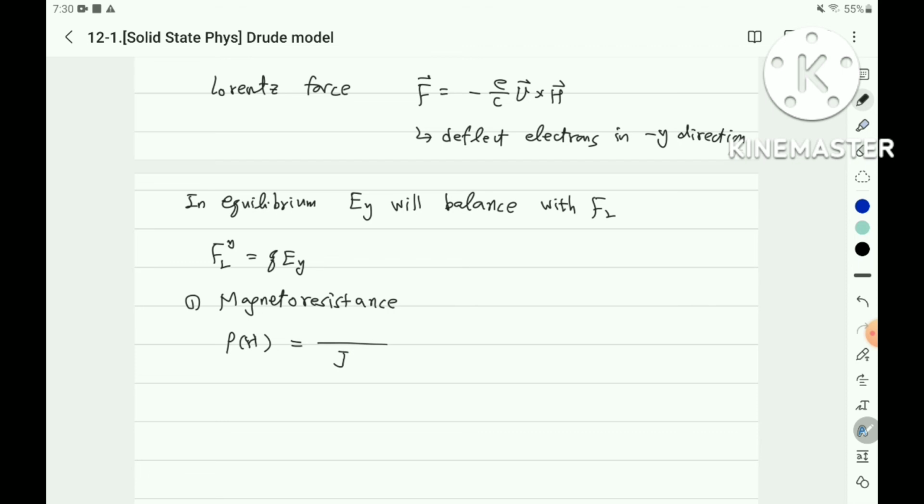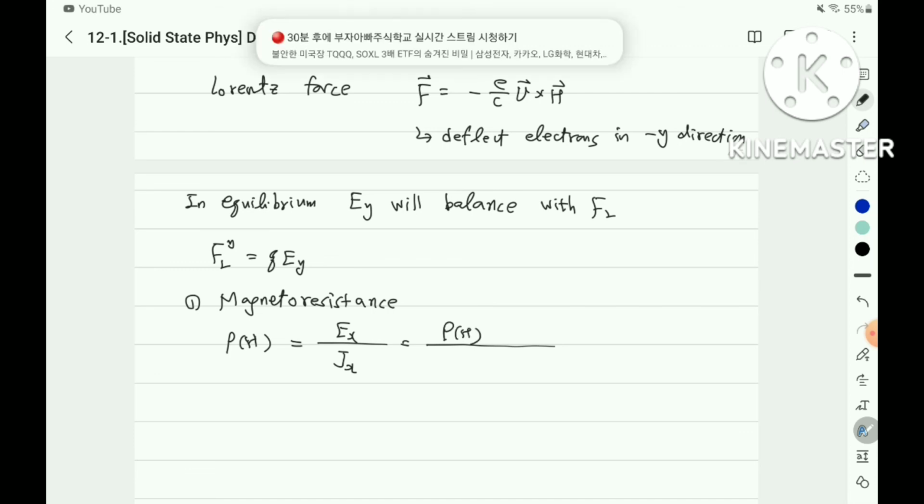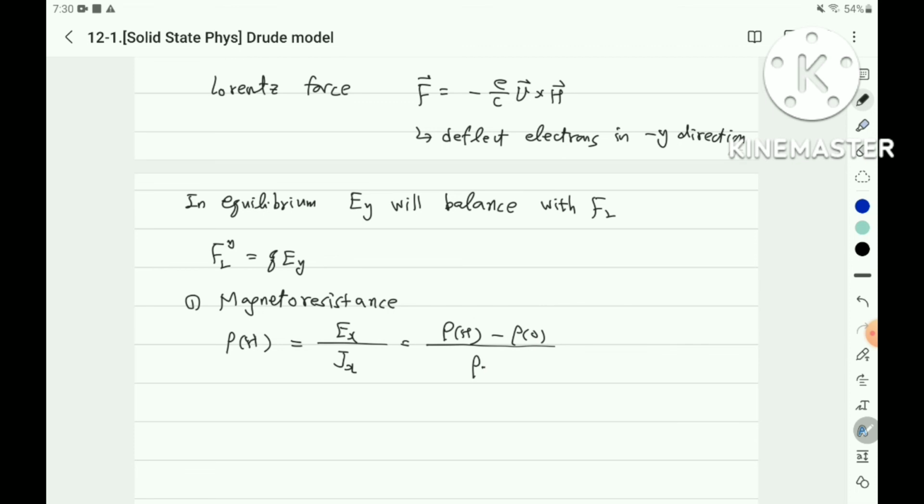In magnetic resistance, also resistance. Therefore, it is defined as Ex over Jx. But the different thing is that the total number of electrons decreases along the x direction. Therefore, by applying a magnetic field, electrical resistivity decreases or increases anyway, and it depends on the sample. And the (rho minus rho 0) over rho 0 is defined as the magnetic resistance.